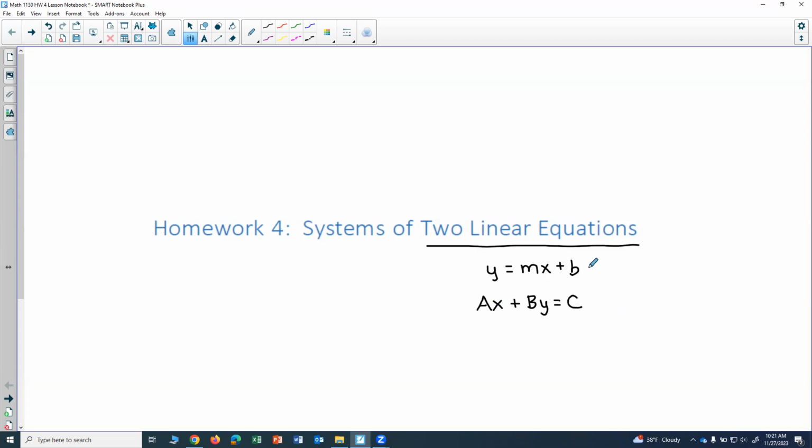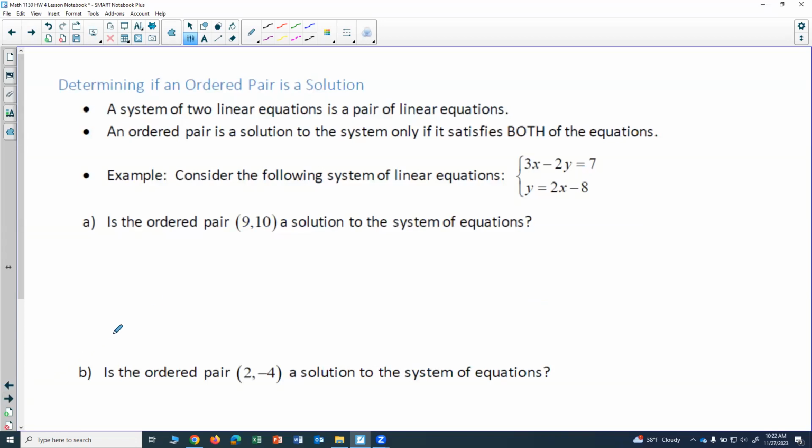So your lines can be in either of these forms, and what we'll look at is two of these linear equations and what would be a solution to both at the same time. We'll start with determining if an ordered pair is a solution. A system of two linear equations is a pair of linear equations, meaning there's two of them. And an ordered pair is a solution to the system only if it satisfies both of the equations. So when we talk about an ordered pair, we're talking about an x value and a y value.